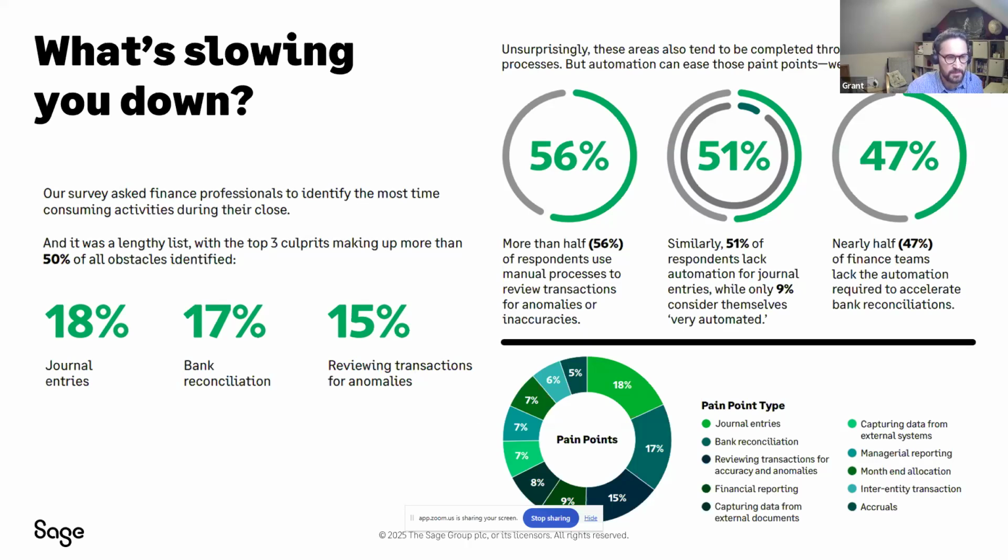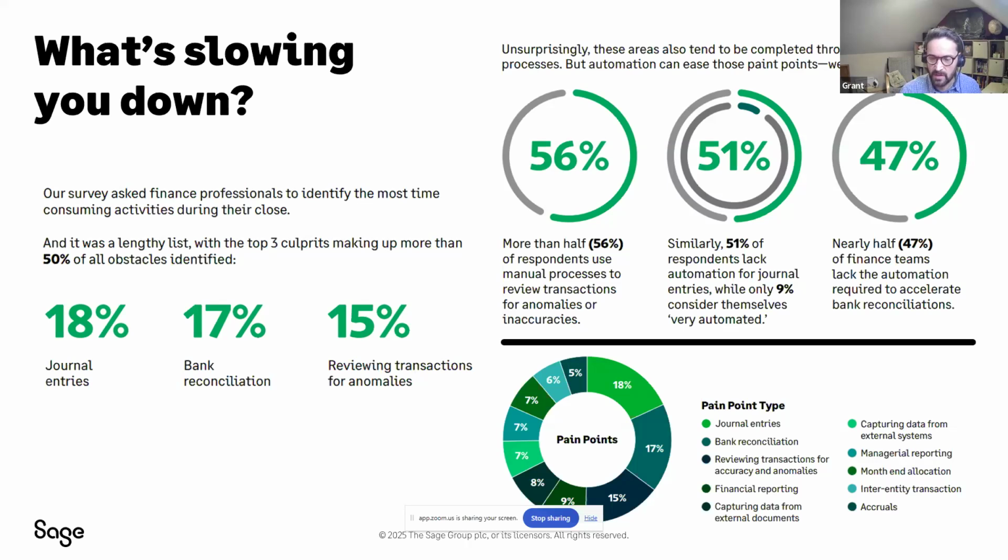So 56% rely on manual processes to check for any errors. Now there's also the ability to use AI to pick up any errors, and that can help towards shortening that close cycle. 51% lack any automation to create journals, and only 9% of organizations here see themselves as very automated. And then the final one is just 47% said that they have no live link to their bank accounts.